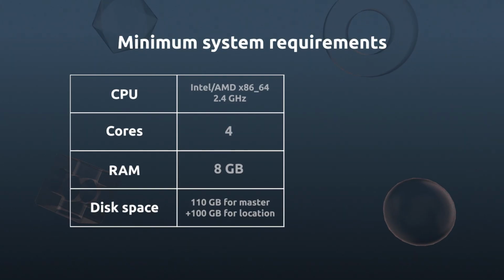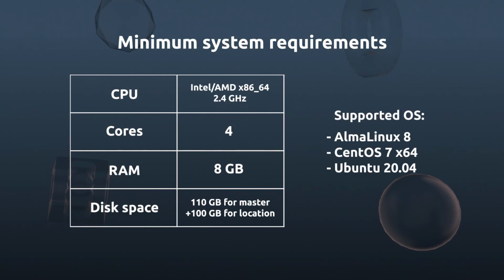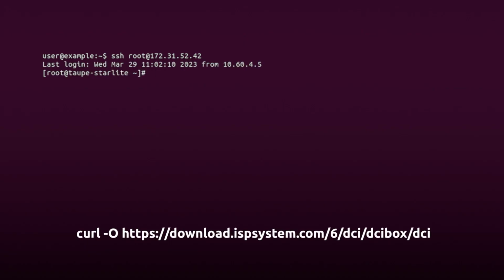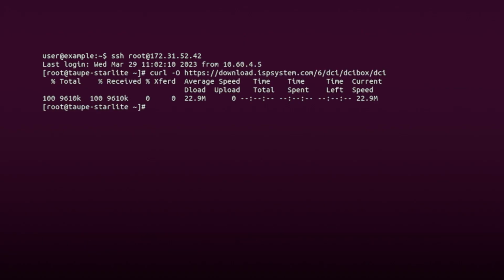Before installing, make sure that the server for DCImanager meets the system requirements and has one of the supported operating systems installed. To install the platform, connect to the server via SSH with super user permissions. Download the installation script. Make the installer file executable.